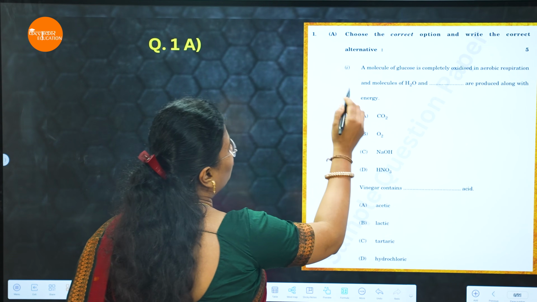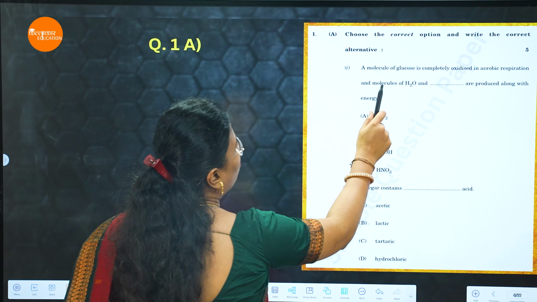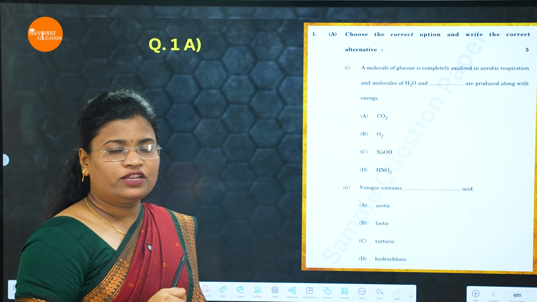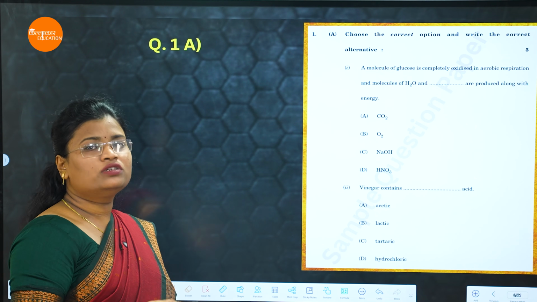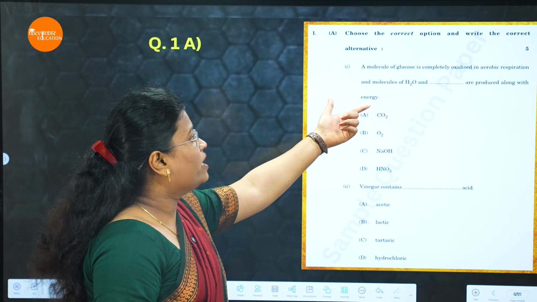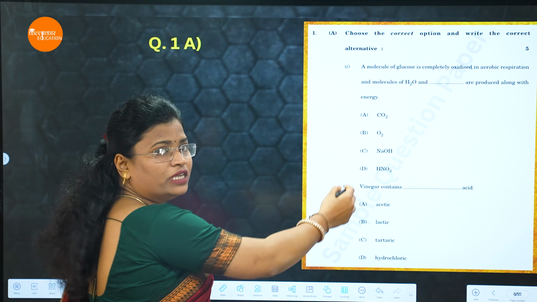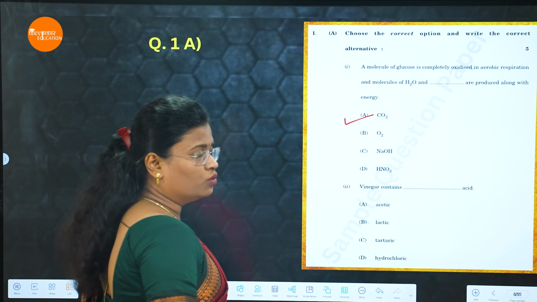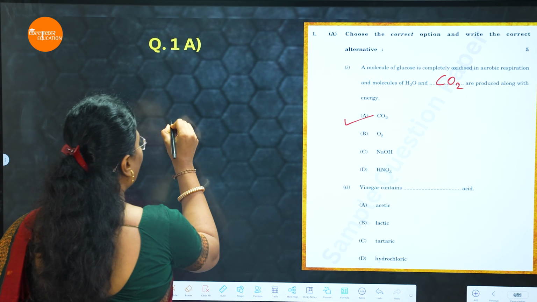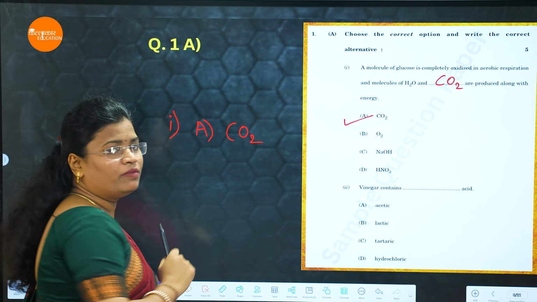Question number 1. A molecule of glucose is completely oxidized in aerobic respiration and molecules of H2O and dash are produced along with the energy. So here we have to identify which molecules are going to form after the oxidation of glucose. First is H2O. Second will be energy in the form of ATP. But what will be the third molecule? We have to identify it from the options. The correct option is CO2. So CO2 will be your answer. While writing the answer, you have to write the option along with that word. This will be your answer.